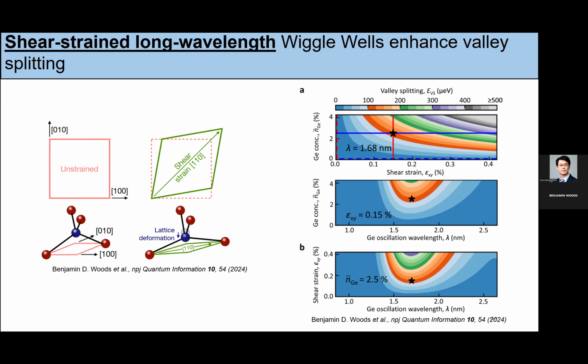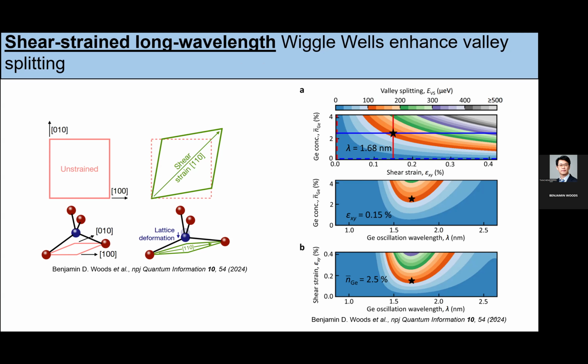So this is just some theoretical results showing a wavelength of 1.7 nanometers as a function of the shear strain in terms of percent, and then also the germanium concentration. And you can see if there's no shear strain in the system, corresponding to this red dashed line, there's essentially no valley splitting coming from the wiggles. Correspondingly, if you just include shear strain and you don't include the wiggles, you also get a very small increase in terms of the valley splitting. But as soon as you put these two ingredients together, then you suddenly get this large enhancement.